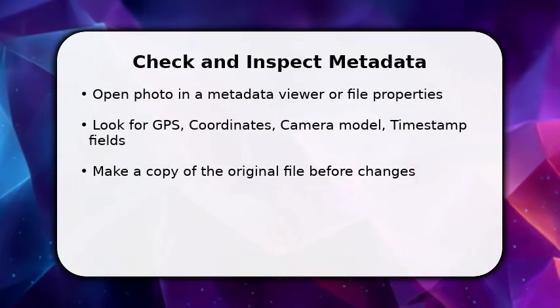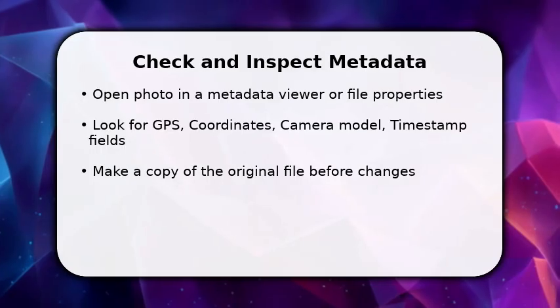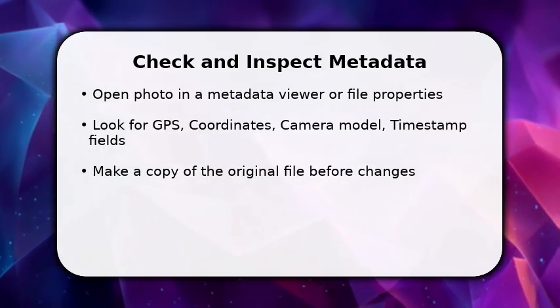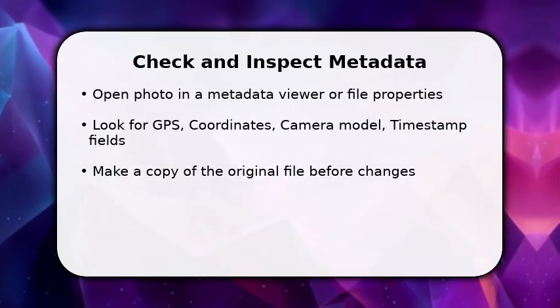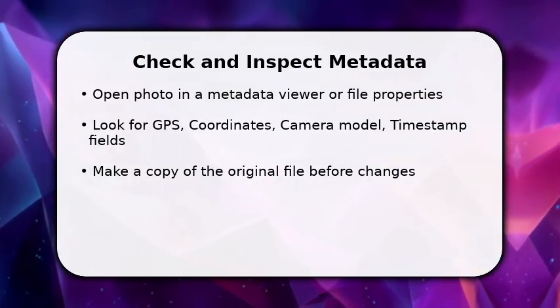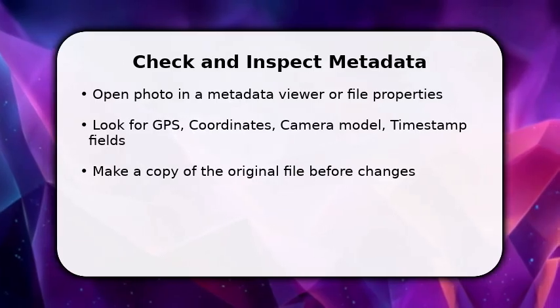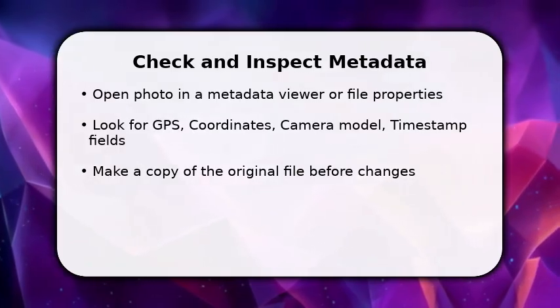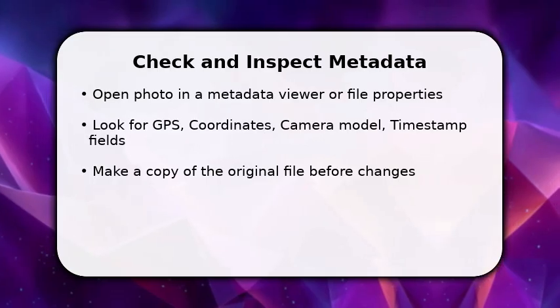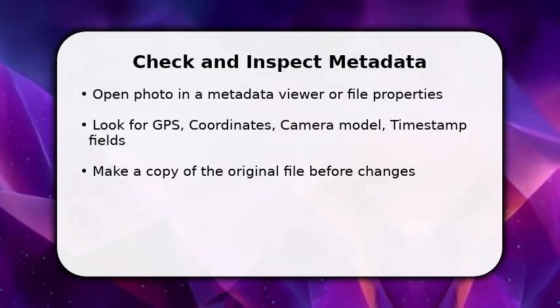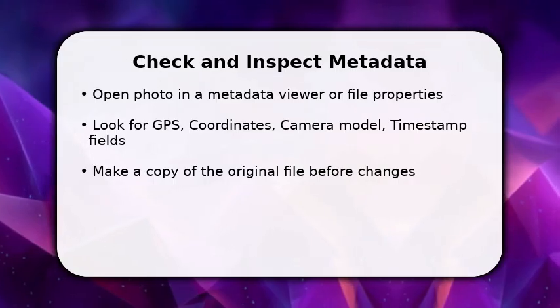You start by inspecting the file. Open the photo in a metadata viewer or your operating system's properties so you can see GPS coordinates and related tags. Once you identify GPS fields, make a duplicate to preserve the original in case you need it later. You're doing this so you can target only location tags and avoid altering image pixels. Keep the copy labeled with a date to track versions.